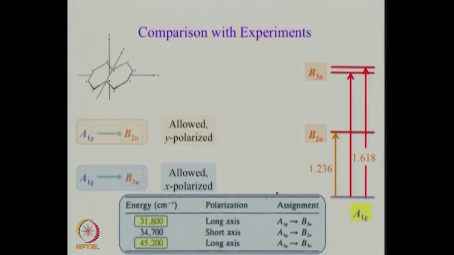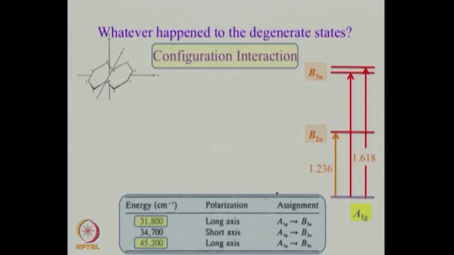So, now we are a little confused. Until now we were doing fine, but now we are faced with the question, what happened? Where are my degenerate states? Whatever happened to the degenerate states? And the answer is configuration interaction happened.